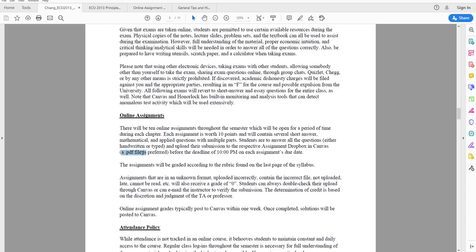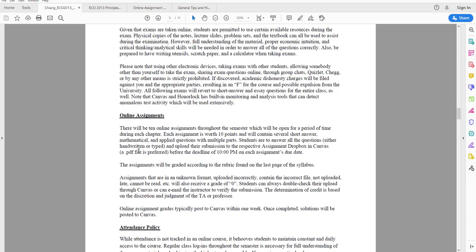I do highly prefer a PDF file, but if you can't learn how to convert it into a PDF file, then other formats are fine. There are ways to double check that the assignment is uploaded correctly on Canvas, so go ahead and make sure that the assignment is uploaded correctly there.